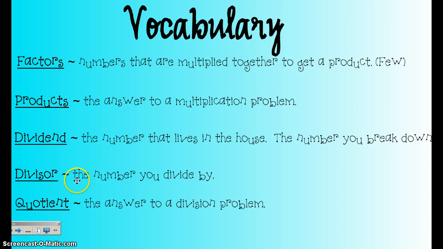Divisor is the number you divide by. How many groups will you make? How many will be in each group? That's our divisor. Our quotient is the answer to a division problem.